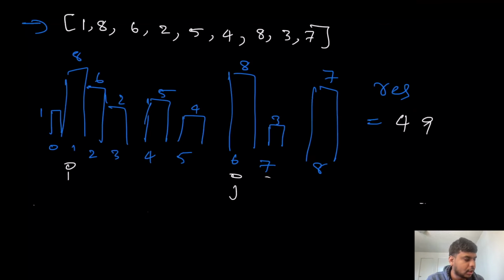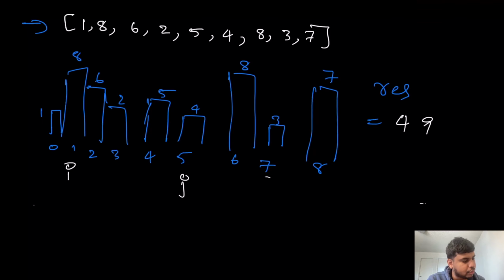So what is the minimum height here? Both are 8. So minimum height is 8. Difference between indices, 6 minus 1 is 5. What is 8 5s are 40. 40 is less than 49. So we won't update it. So if both the heights are same, you can move either of the pointer. It doesn't matter. In this case, let's say we move J.